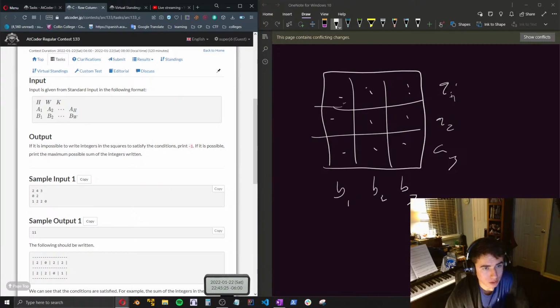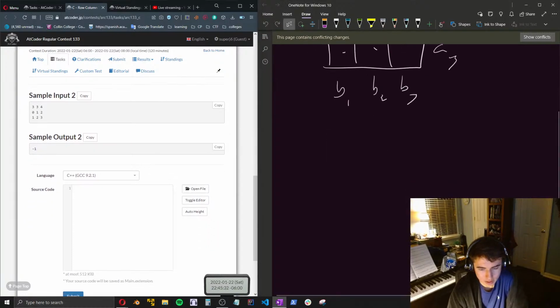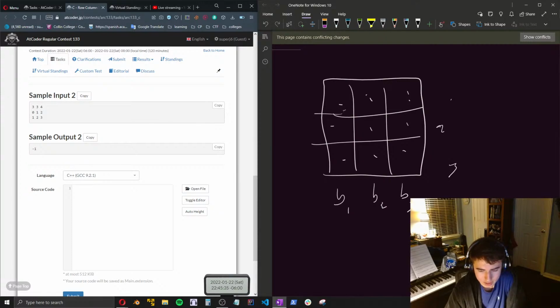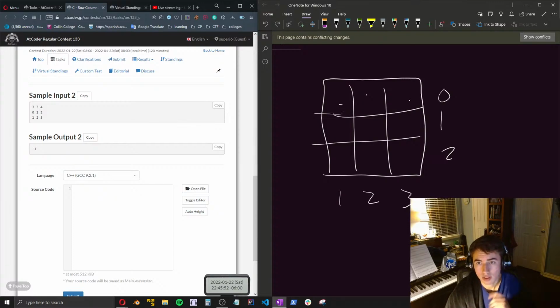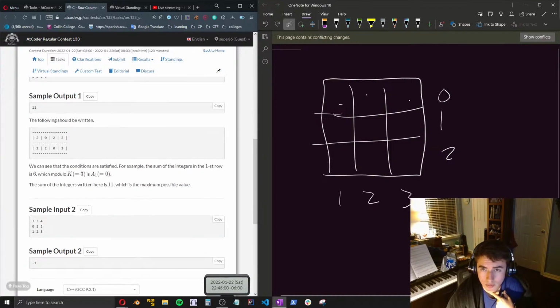I first just need to figure out if it's possible or not. Why is this one impossible? Let's think about it. So this one has the case: 0, 1, 2, and then 1, 2, 3. What are we going to do about it? Why is this case impossible? And how to do it?